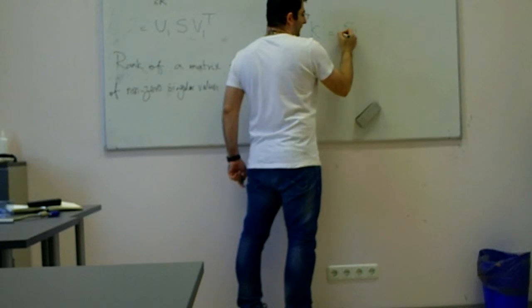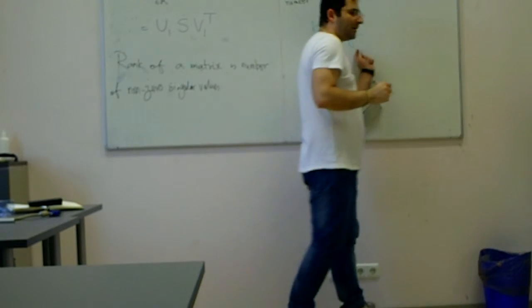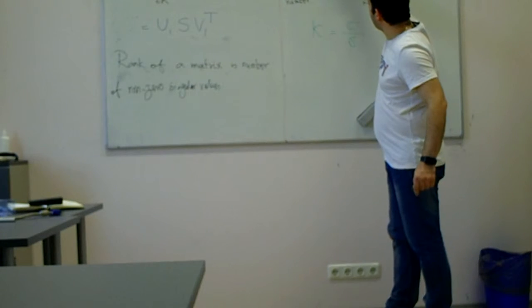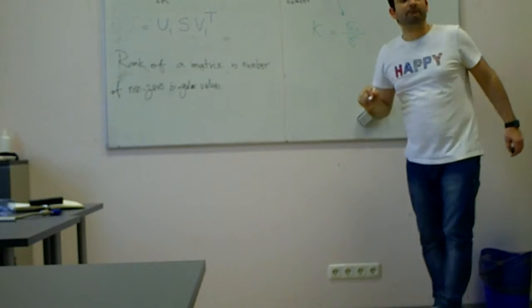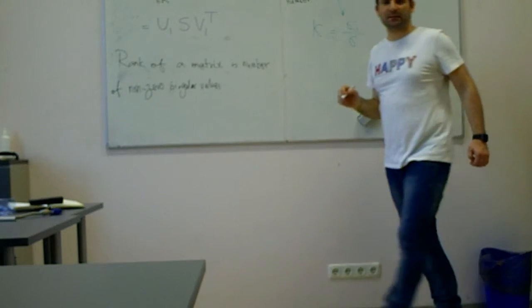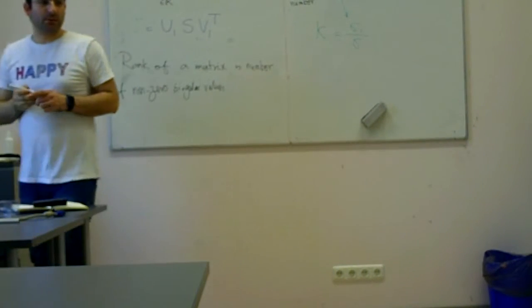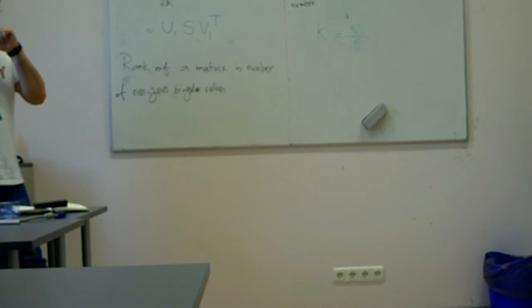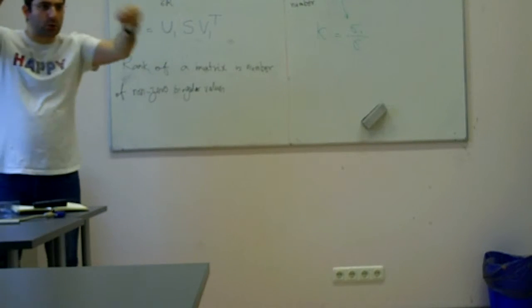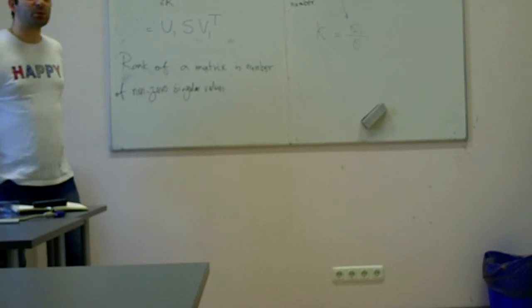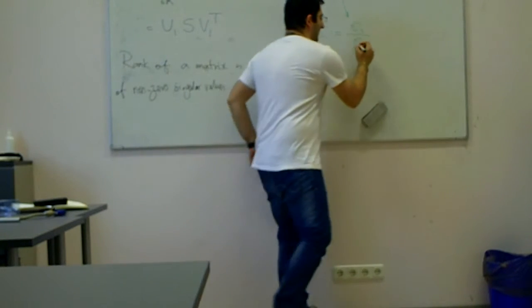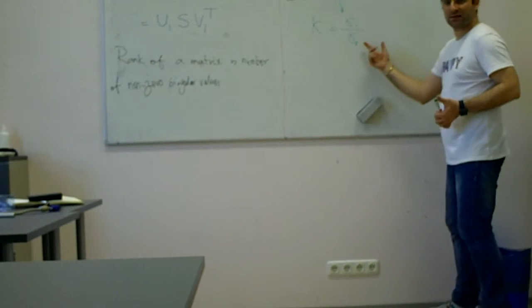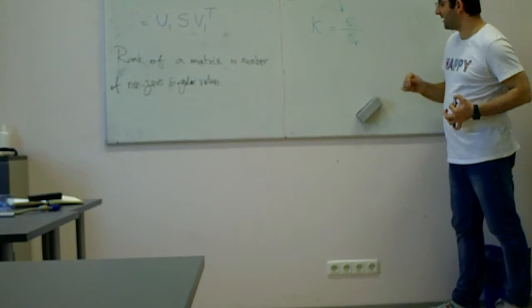So it is sigma 1 divided by, can you tell me what is the index? We know that the biggest one is sigma 1. Why is the biggest one sigma 1, not sigma 2? Yes, because it's already sorted. So sigma 1 is the biggest. So what is the smallest one? Sigma r. Excellent. Because the rank is r, and we know that the last non-zero singular value is sigma r.